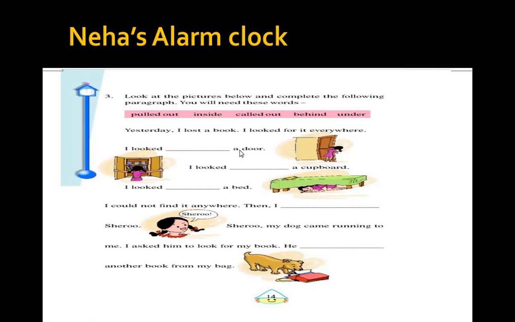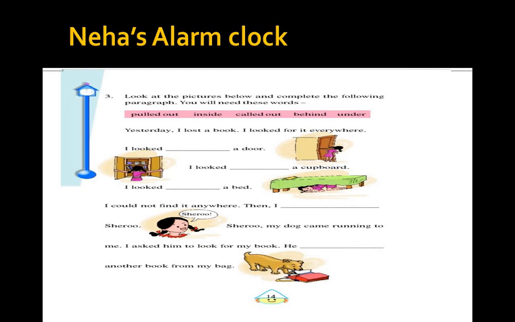I looked dash a door. She's looking at dash the door. See, there's a picture also. She looked under the door. Under means नीचे. Behind means पीछे. Inside means अंदर, किसी चीज के बीच में, inside. Like my ball is behind the door. My ball is behind the door, or my ball is inside a basket.